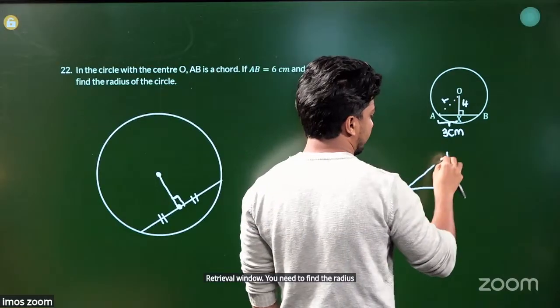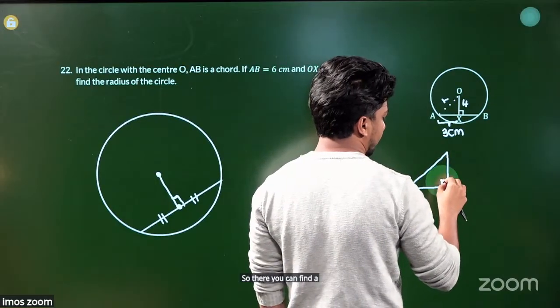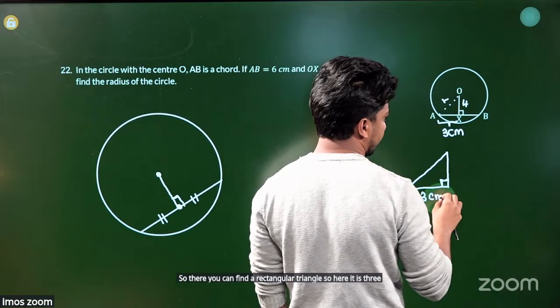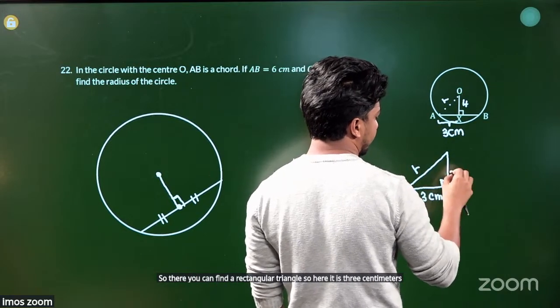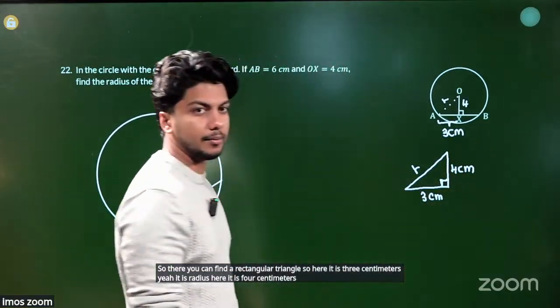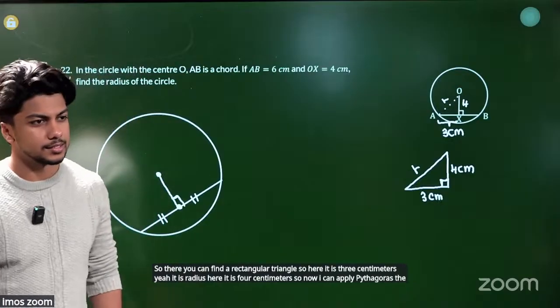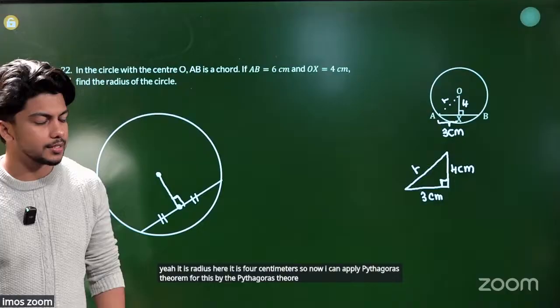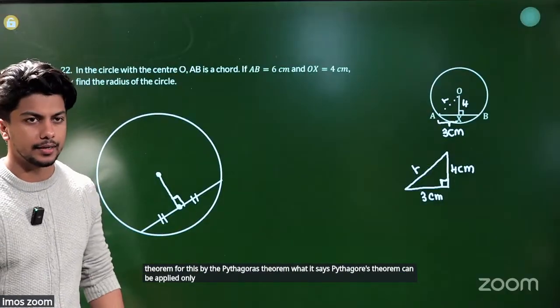So there you can find a right angular triangle. Here it is 3 centimeters. Here it is radius. Here it is 4 centimeters. So now I can apply Pythagoras theorem for this. By the Pythagoras theorem, what it says, Pythagoras theorem can be applied only for right angle triangles.